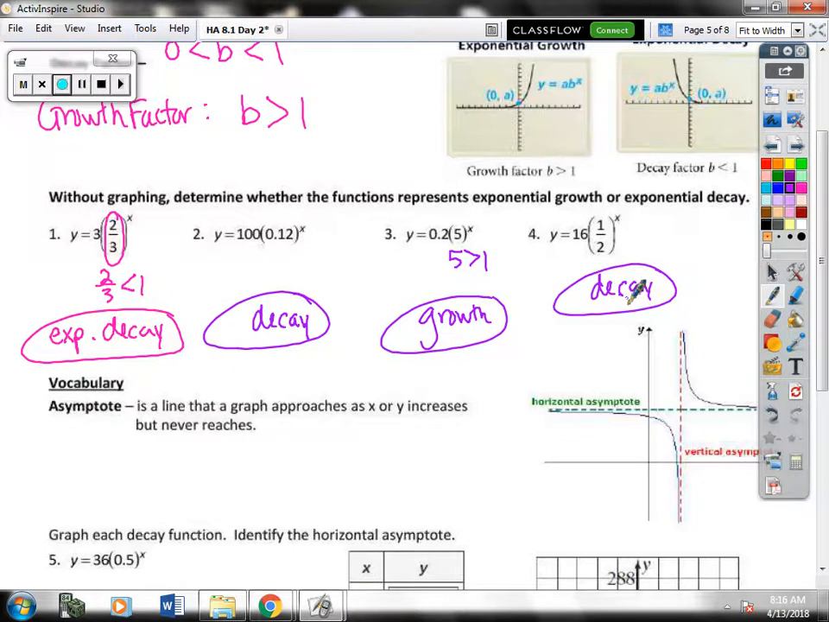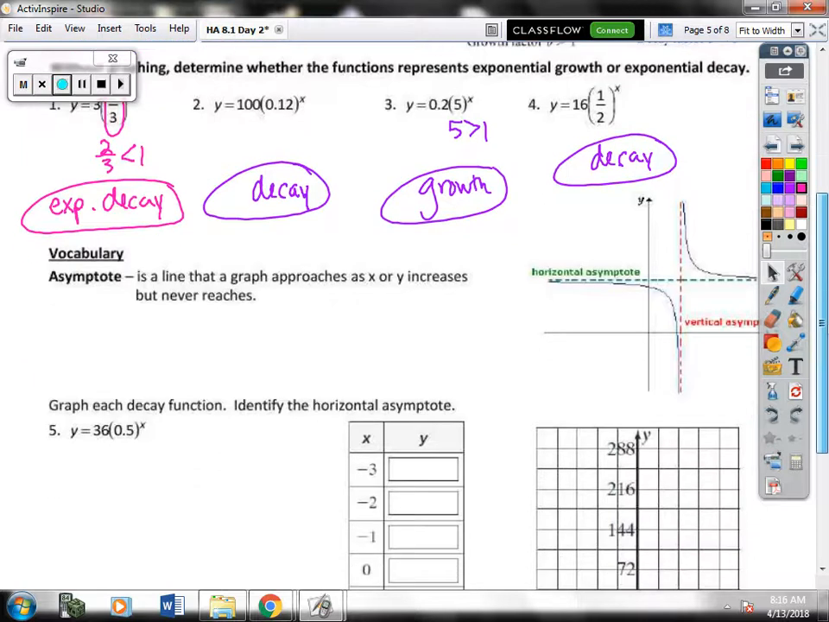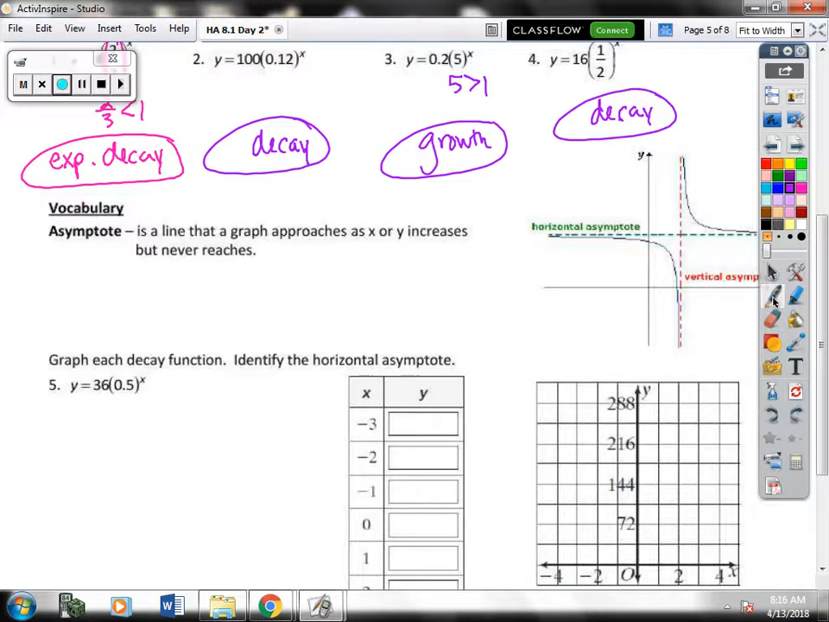All right, so I've talked about this word briefly when we were looking at a graph of a rational function. And here's our formal definition. An asymptote. An asymptote is a line that a graph approaches, but it never actually reaches. So here's an example of a horizontal asymptote. It's an imaginary line. You wouldn't actually see it. Now, some of your graphing calculators will show a solid line, but it's not actually there.